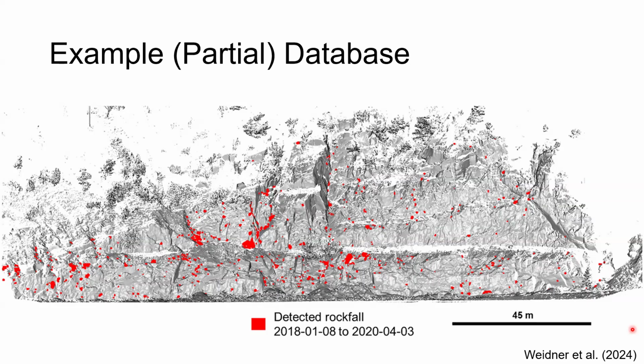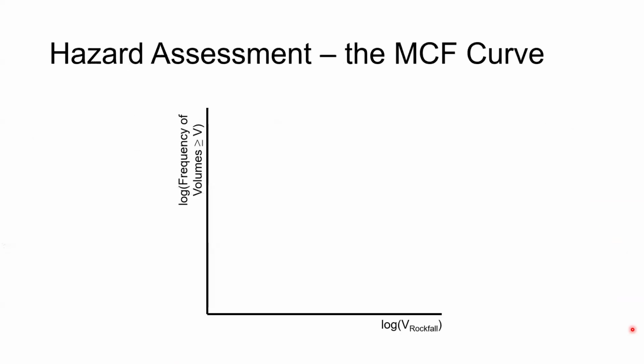So we've done our processing. We have our databases. How do we use this for hazard assessment? To explain this, I need to give you a little bit more background on some of the curves that we've been looking at so far. What we're going to do is start by making a plot where on the horizontal axis, we're looking at the log of the rockfall volume.